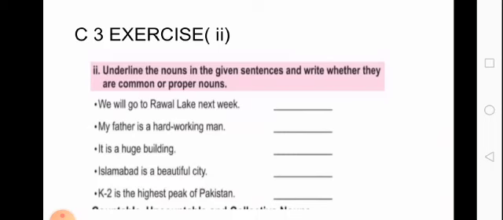My father is a hard-working man. My father is a common noun. Similarly, man is a common noun. It's a huge building. Building is a common noun. Islamabad is a beautiful city. Islamabad is a proper noun. K2 is the highest peak of Pakistan. K2, peak, Pakistan. K2 and Pakistan, both of them are proper nouns, and peak is a common noun.